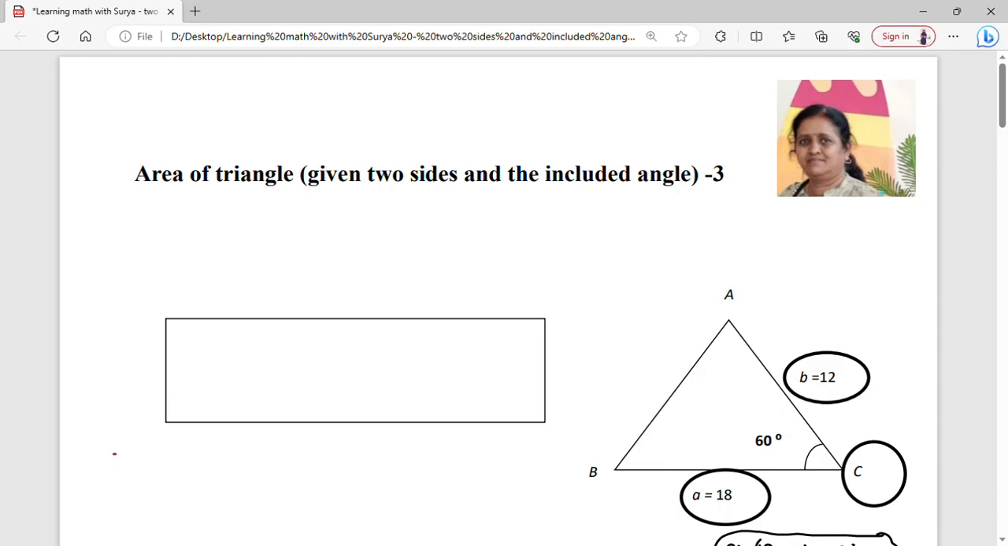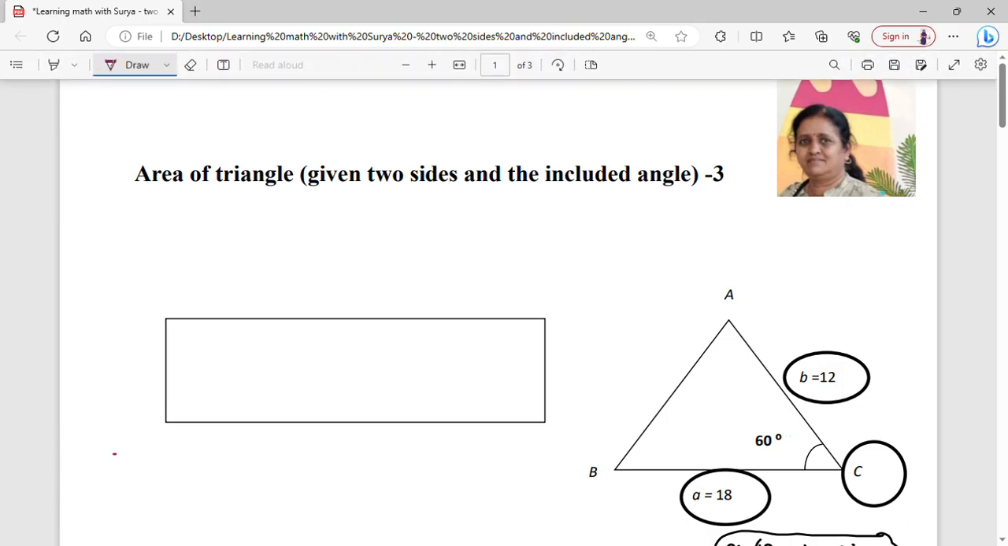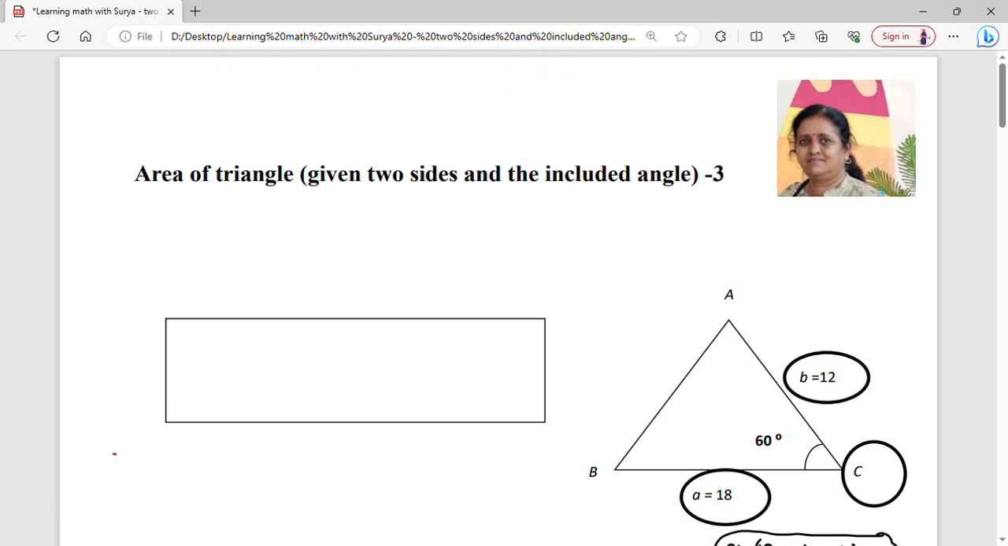Welcome to another session of learning maths, and we are going to continue with area of triangle, but this is of a different type. In this particular form you are given two sides and the included angle. So let's say if you have A, B, C, you would be given this side B and the included angle is this. Right? So always the included angle, that is the angle between any two sides, that is given.